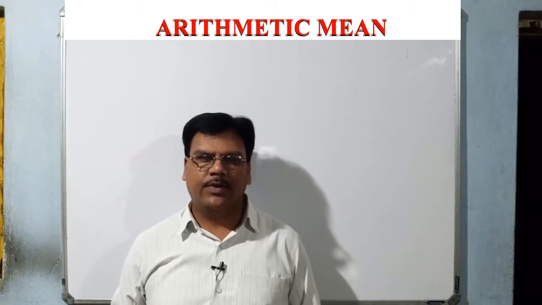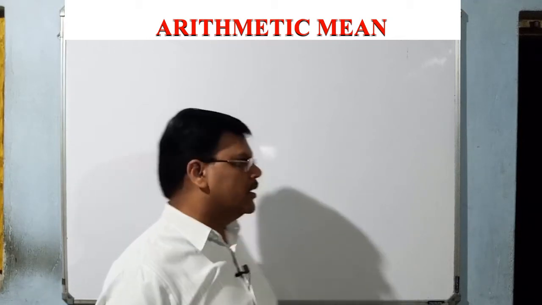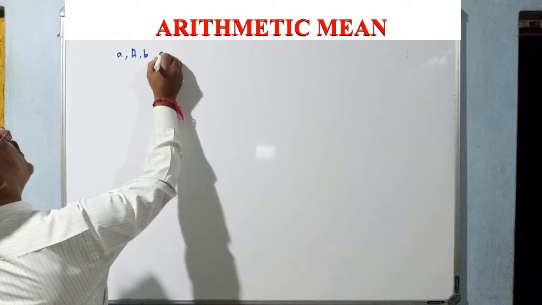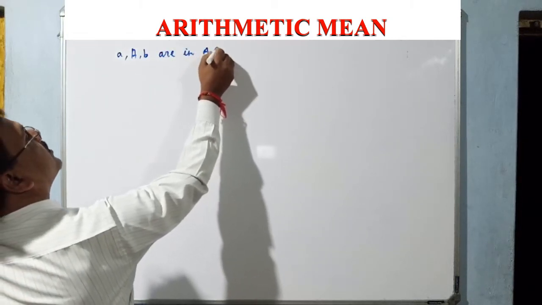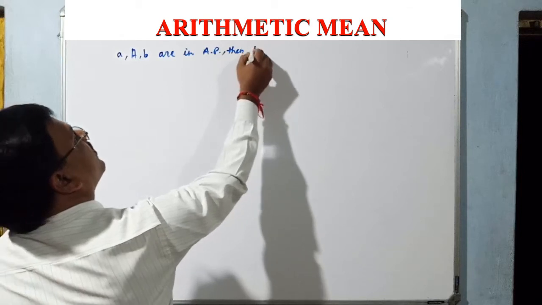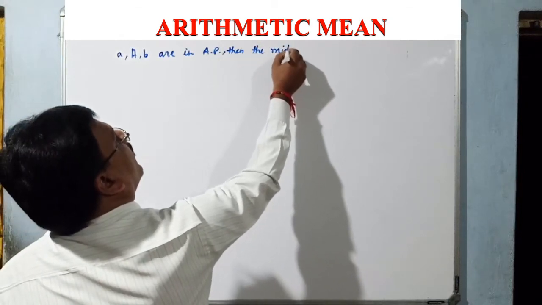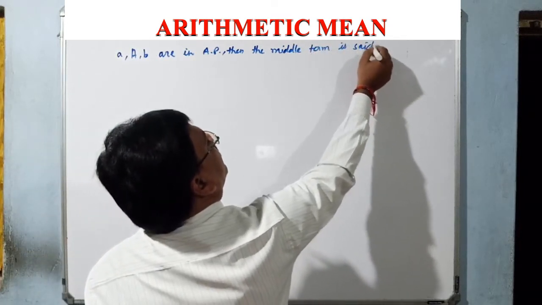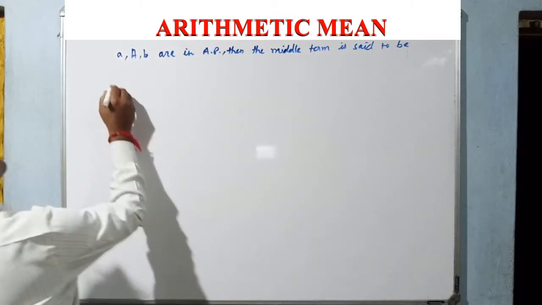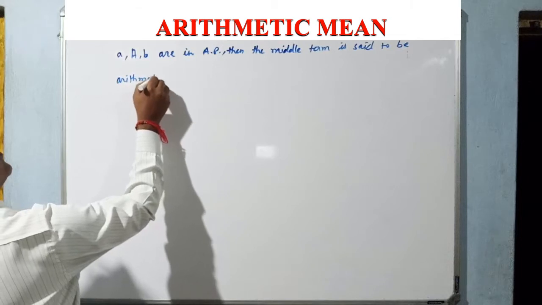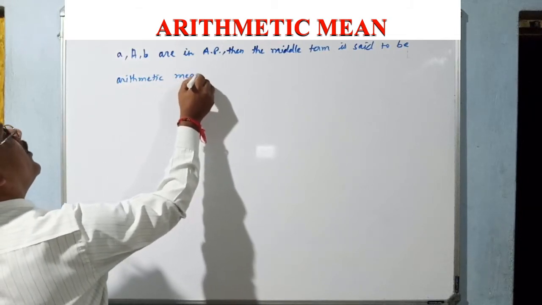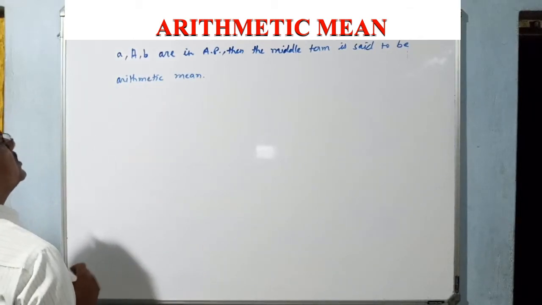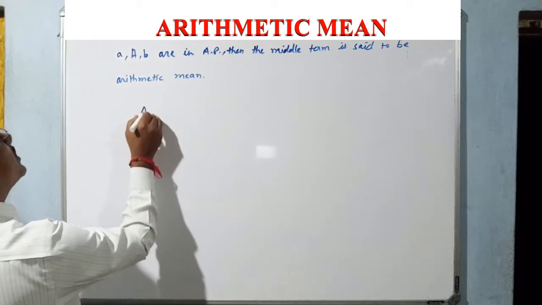Dear students, our today topic is arithmetic mean. If a, A, b are in arithmetic progression, then the middle term A is said to be the arithmetic mean. Since a, A, b are in arithmetic progression, the difference of two consecutive terms is the same.